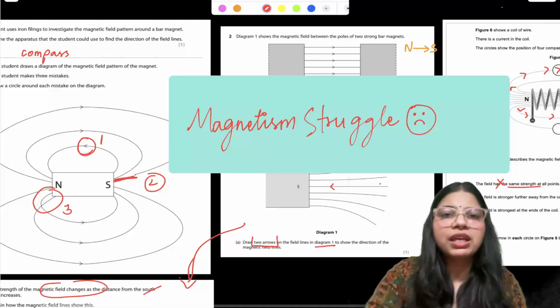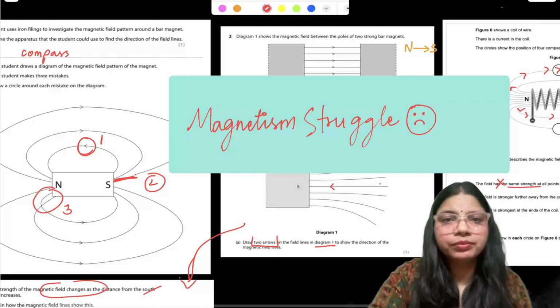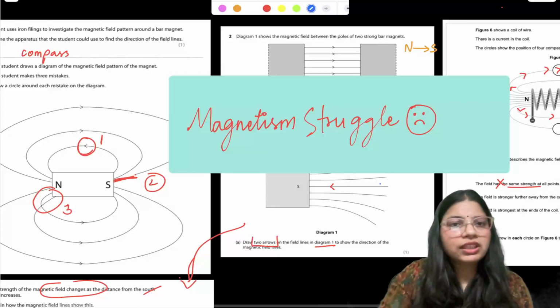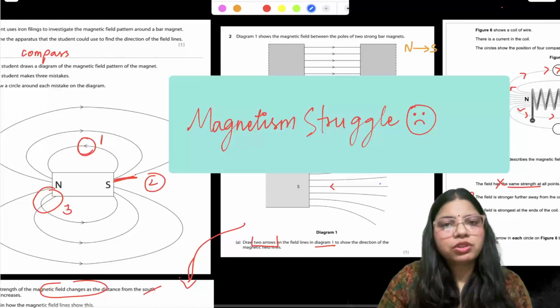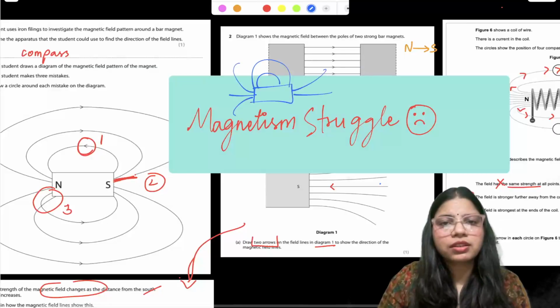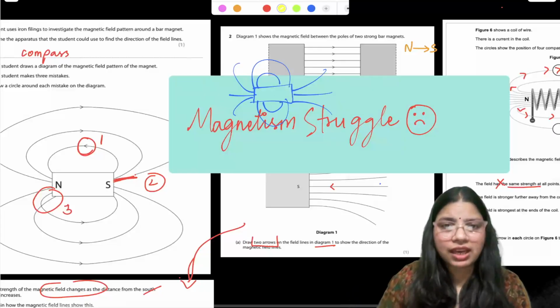The mistakes could be in a way, let me show you here. Say, for example, if I just draw a bar magnet, I've seen many students making silly mistakes. Silly mistakes are the result of lack of awareness. So that's what you have to be very careful about.